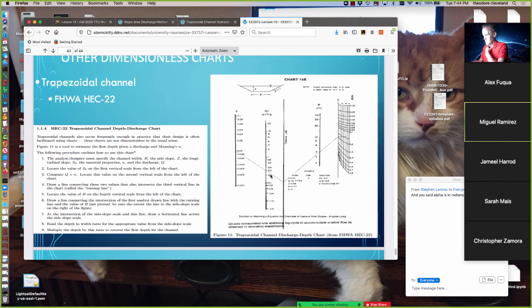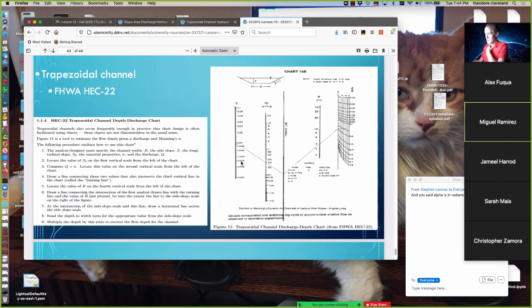That's what this dashed line is here, until it hits this line labeled the turning line. Then we locate the bottom width value on this scale, and we draw a line from the turning line intersection through the bottom width line until it hits this depth over bottom width graphic, and then we move horizontally depending on what the side slope is, and from that we can read off a particular value of the flow depth to bottom width ratio, and because we know the value of bottom width, we can multiply off of this chart the bottom width to recover the actual flow depth.